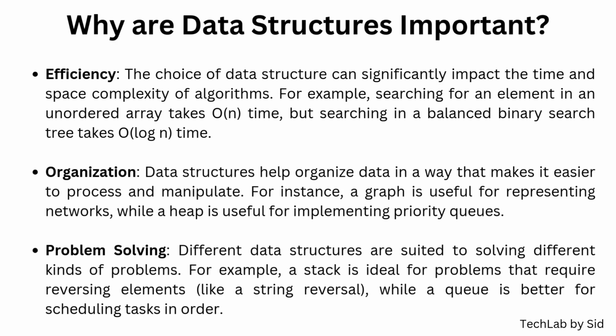Organization. Data structures help organize data in a way that makes it easier to process and manipulate. For instance, a graph is useful for representing networks, while a heap is useful for implementing priority queues. Problem solving. Different data structures are suited to solving different kinds of problems. For example, a stack is ideal for problems that require reversing elements, like a string reversal, while a queue is better for scheduling tasks in order.